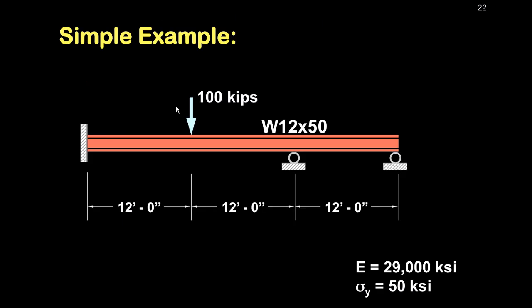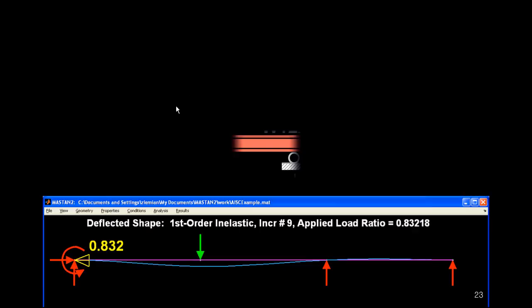So let's walk through a simple example. What I've got here is a W12x50. I'm going to assume that it's fully braced, so I just need to do a 2D analysis here. I've got a 100 kip load at 12 feet, another support at 12 feet, and finally out at the far end, 36 feet out there, I've got the final support. And modulus of elasticity is 29,000 ksi, 50 ksi steel. So I would go into a program like Mastan, and I would prepare a computer model of it.